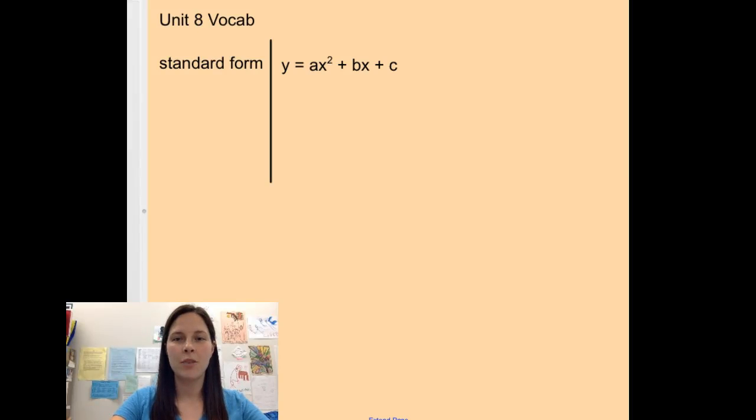The last type of quadratic function that we're going to study is in what's called standard form. Standard form is y equals ax squared plus bx plus c. Notice there are no parentheses in standard form. And it's the form that the calculator gives us when we ask it to write an equation.